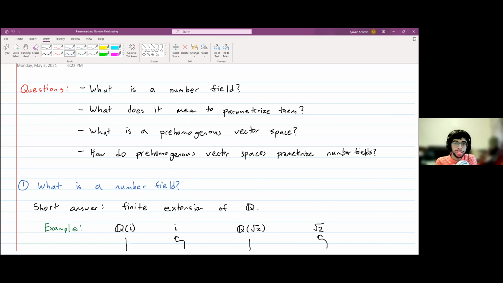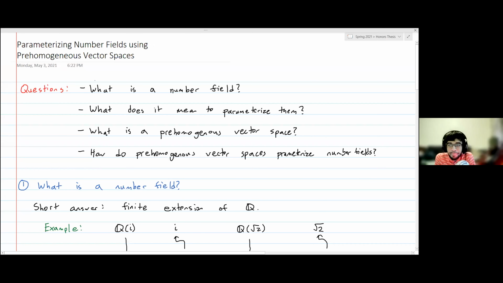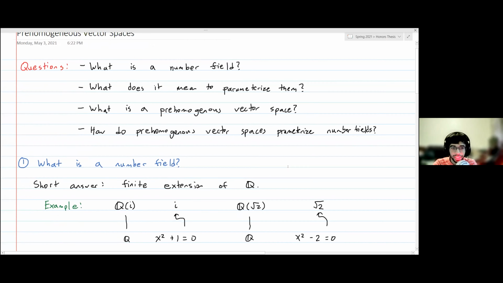Okay. So, hello everyone. My name is Ajmin, and I am the president of Math Club. And today I'm going to talk about parameterizing number fields using prehomogeneous vector spaces. So, this title brings up four questions. What is a number field? What does it mean to parameterize them? What is a prehomogeneous vector space? And how do prehomogeneous vector spaces parameterize number fields? So, let's answer these questions one by one.